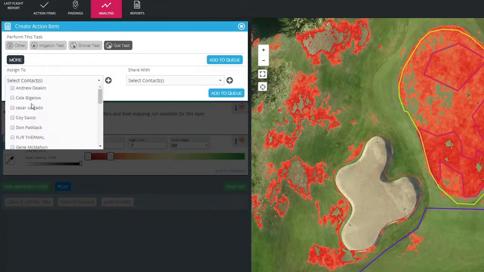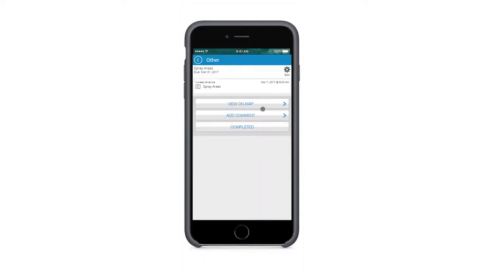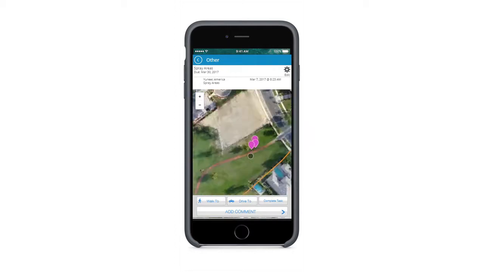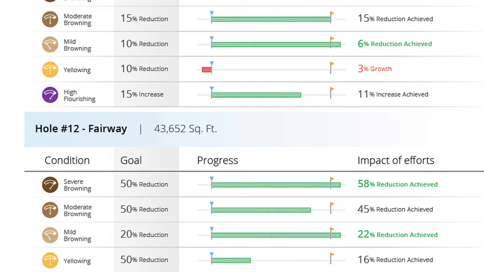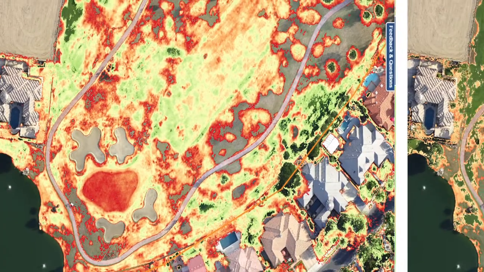Following the direction of action items created by the superintendent within our software, and weekly aerial mapping to monitor turf stress improvement, from June 1st through August 3rd, groundskeepers focused primarily on stressed areas of turf with their goals as shown here. The club was able to meet the majority of their goals.